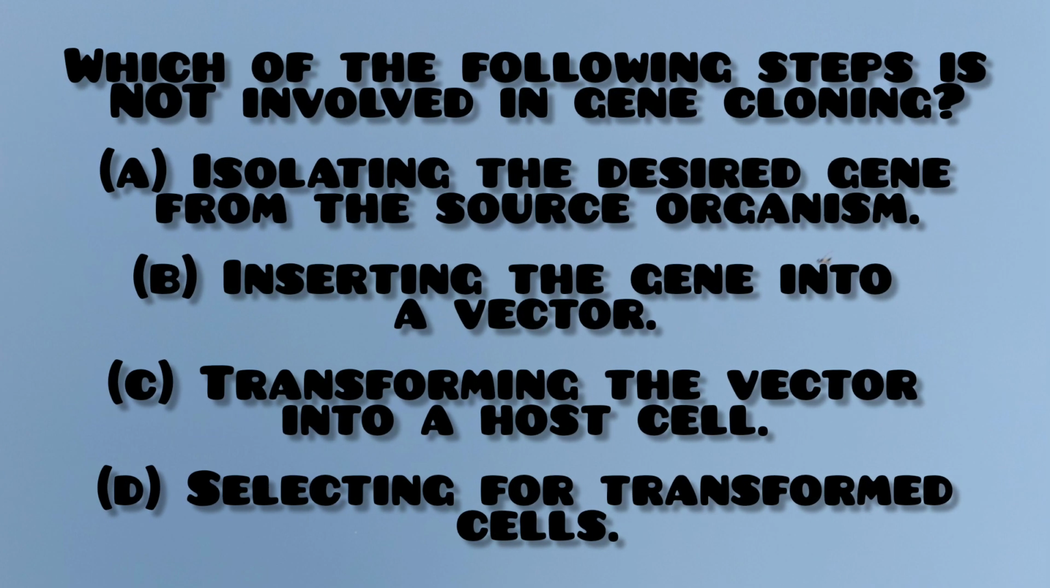The next question we see is, which of the following steps is not involved in gene cloning? First is isolating the desired gene from the source organism. B, inserting the gene into a vector. C, transforming the vector in a host cell. D, selecting for transformed cells. So the first option is isolation of the desired gene, which we do while making recombinant DNA.